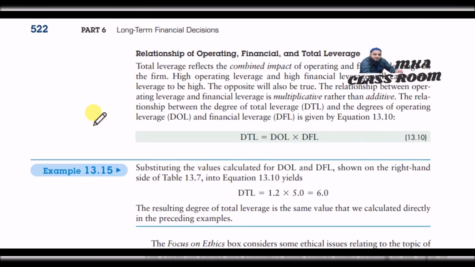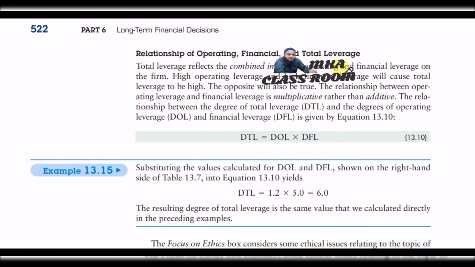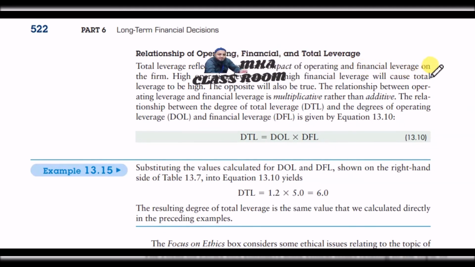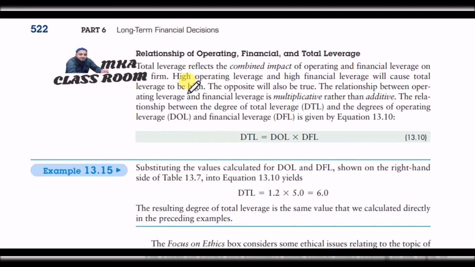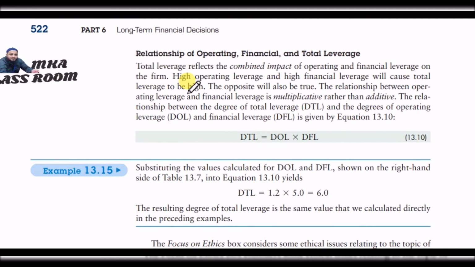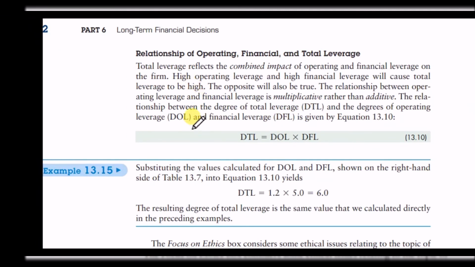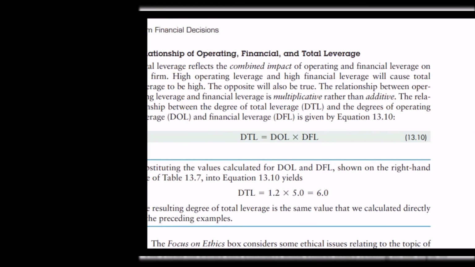The relationship of operating leverage, financial leverage and total leverage. Total leverage reflects the combined impact of operating and financial leverage on the firm. High operating leverage and high financial leverage will cause total leverage to be high.